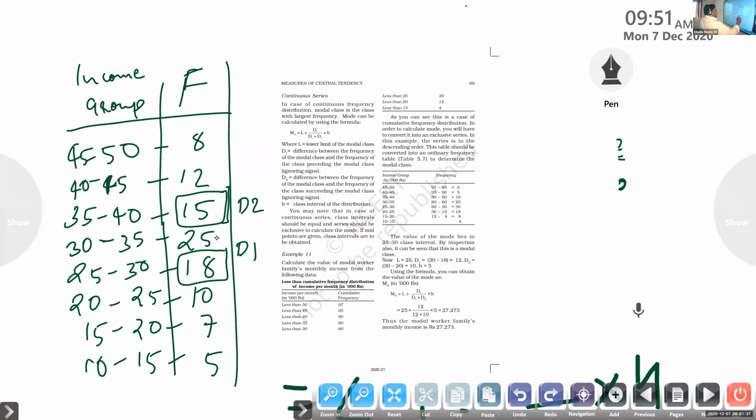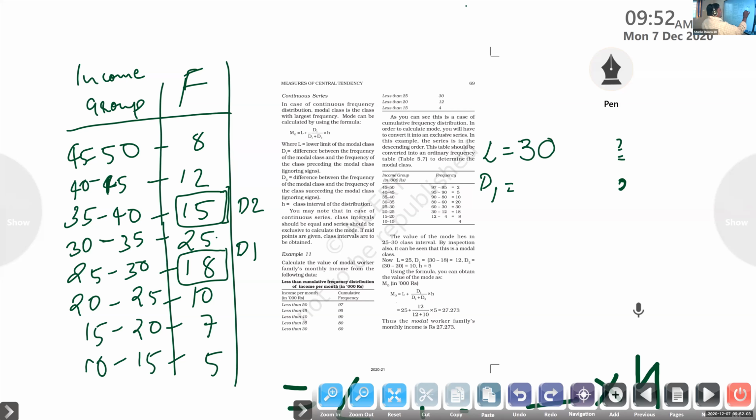Model class. So L, what is the value of L? 30. The lower limit of the model class is 30. Okay, next one, D1 is equal to the frequency of the model class, right? What is the frequency of the model class?